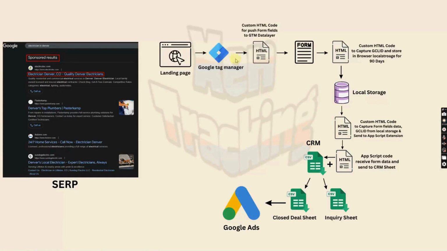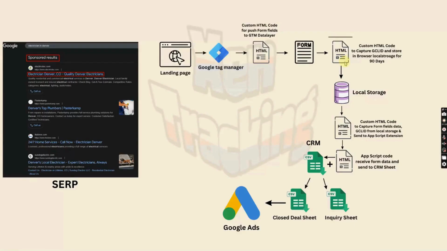Then we create a custom HTML tag inside Google Tag Manager. This tag captures all the form field data when the visitor submits the form. For example, name, phone number, email address, location, or any other form field included in your form. This ensures that every lead detail is accurately recorded. No information is lost.